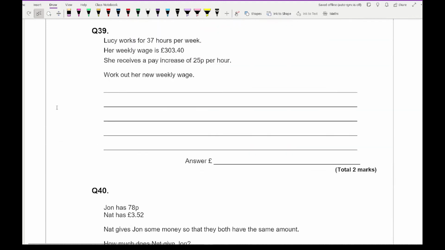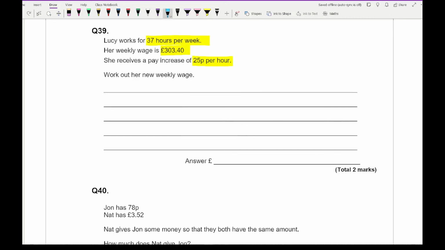Then moving on to question 39, it says that Lucy works 37 hours per week. Her weekly wage is £303.40. She receives a pay increase of 25 pence per hour. Work out her new weekly wage. So a couple of bits of information here. We've got 37 hours per week. Weekly wage is £303.40, and we're doing a 25 pence increase.